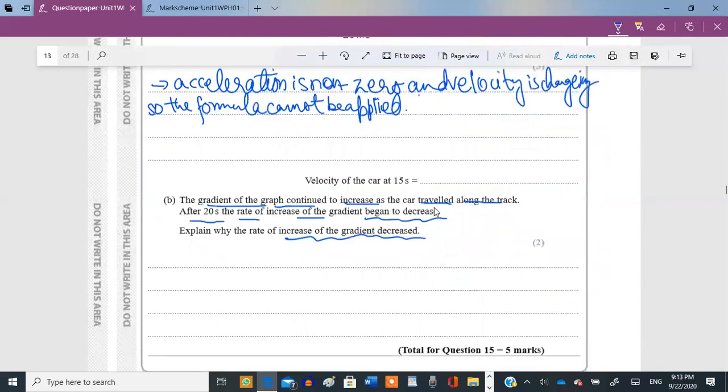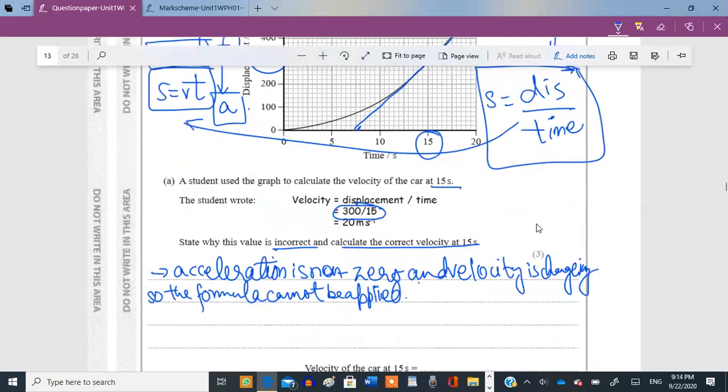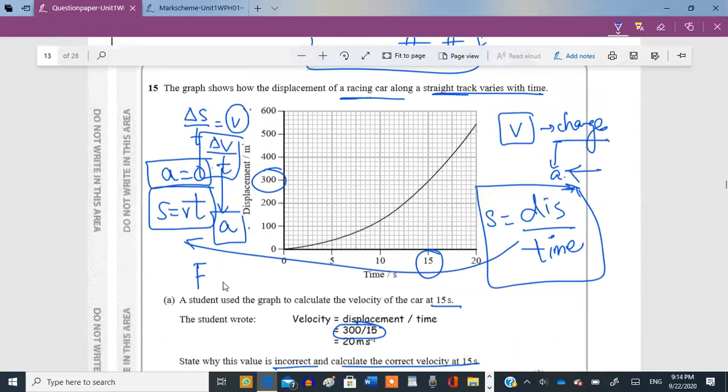So what's happening to the acceleration? They told us that the gradient of the graph continued to increase, but after 20 seconds the rate of increase of the gradient, meaning the acceleration, started decreasing. So acceleration is non-constant. Now explain why the acceleration is decreasing as time passes. Acceleration depends upon the net force, and net force is ma. If the net force decreases, then acceleration has to decrease. And why will the net force decrease?